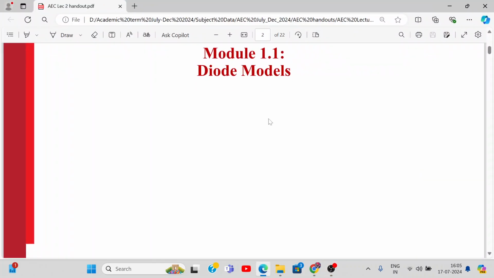Okay, so welcome to lecture number 2 of analog electronic circuits. First we will start with the revision of what we have done last time, the diode models, and then we'll move on to the diode application, that is the clipper circuits.